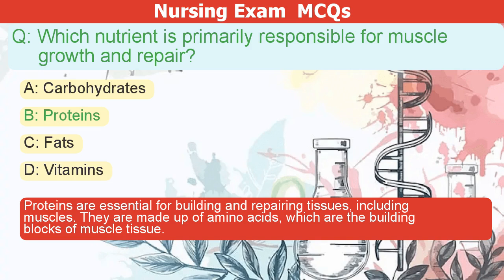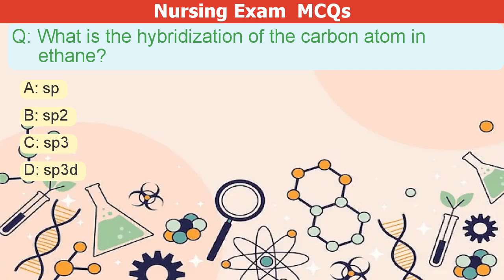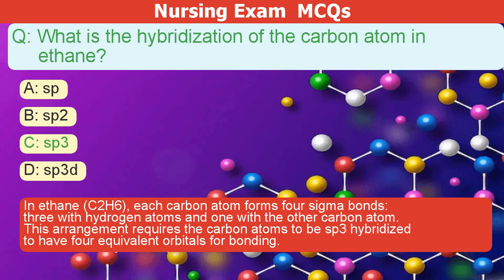What is the hybridization of the carbon atom in ethane? A. sp. B. sp2. C. sp3. D. sp3d. The correct answer is C. In ethane (C2H6), each carbon atom forms 4 sigma bonds, 3 with hydrogen atoms and 1 with the other carbon atom. This arrangement requires the carbon atoms to be sp3 hybridized to have 4 equivalent orbitals for bonding.